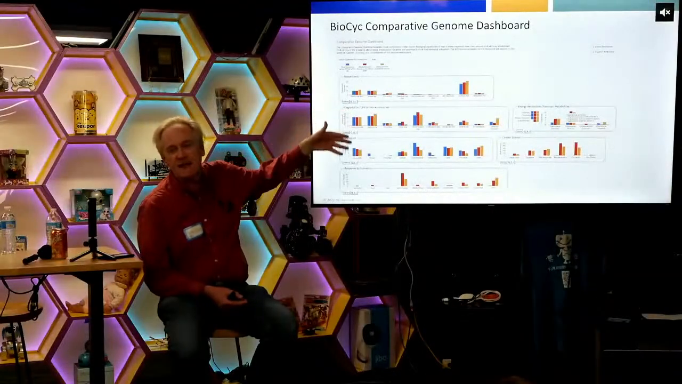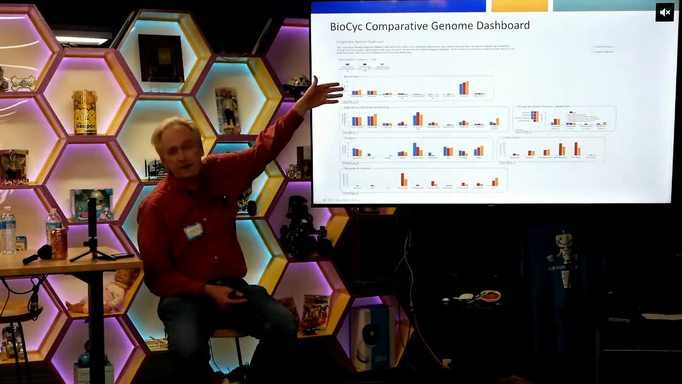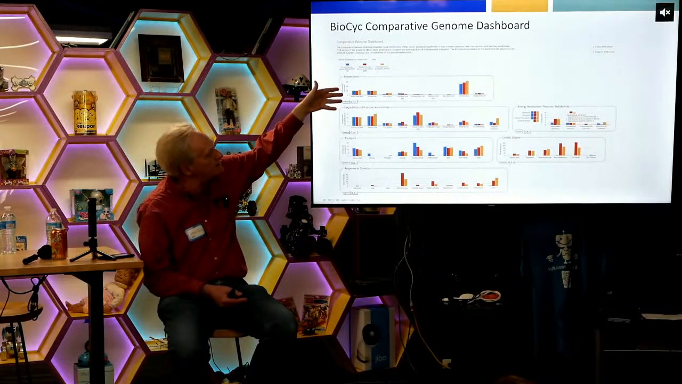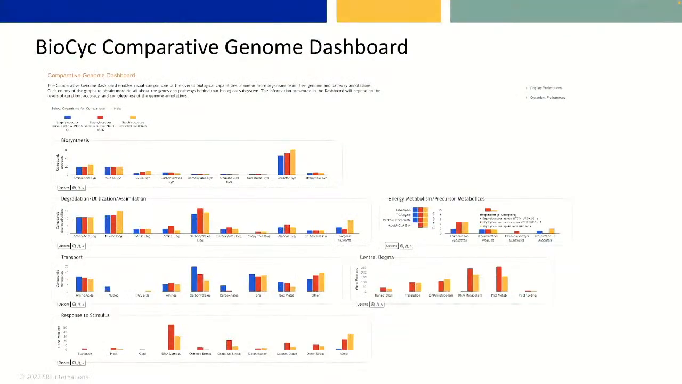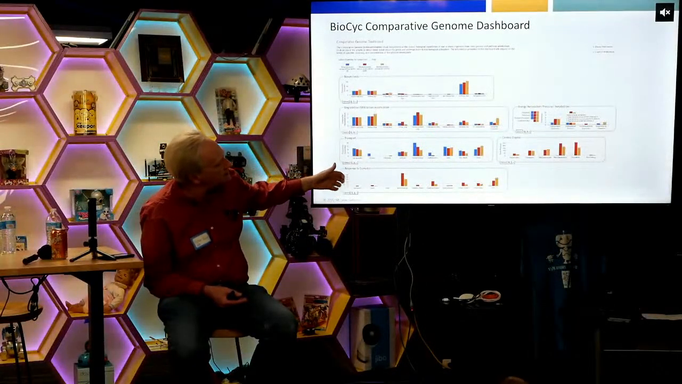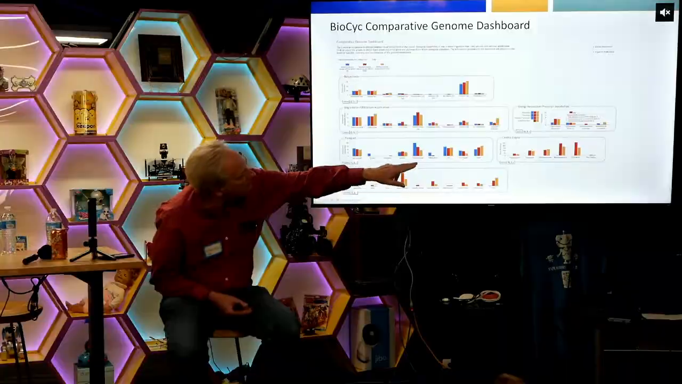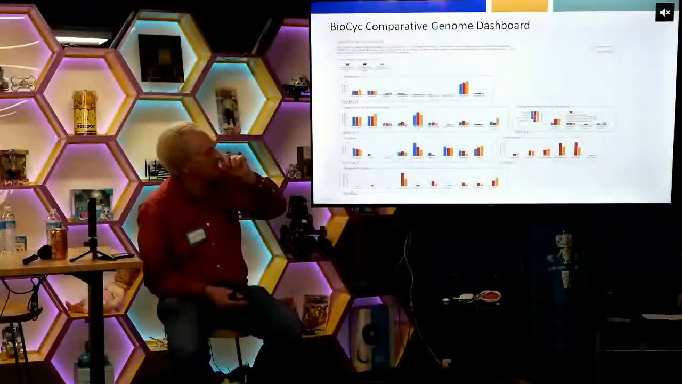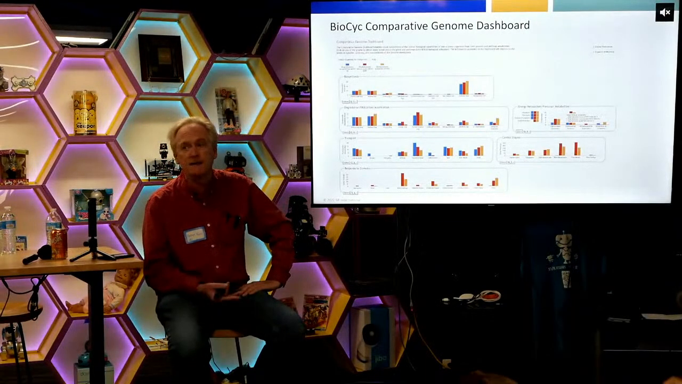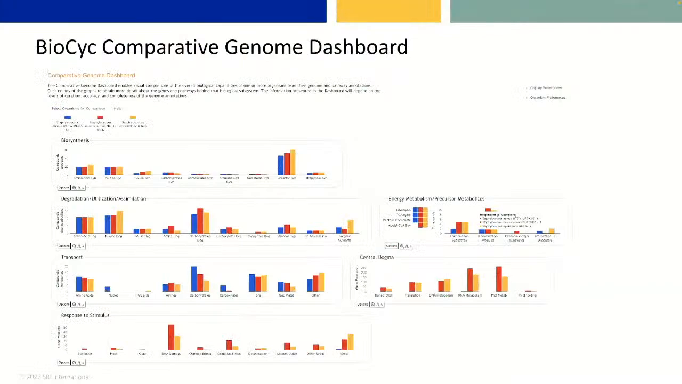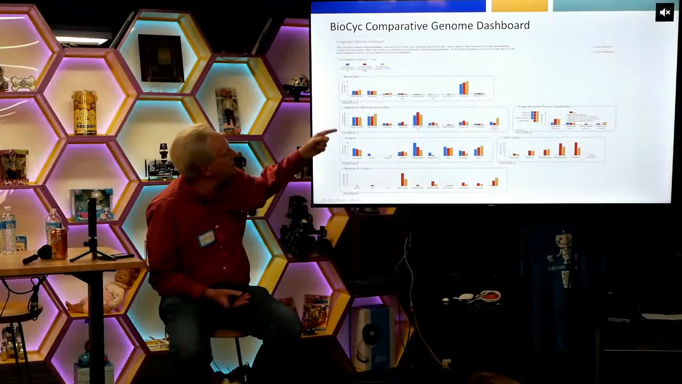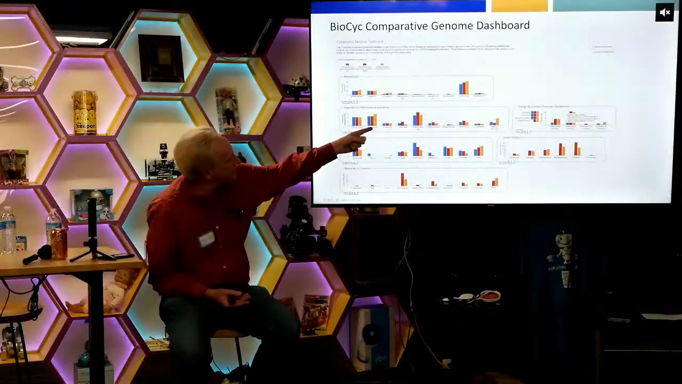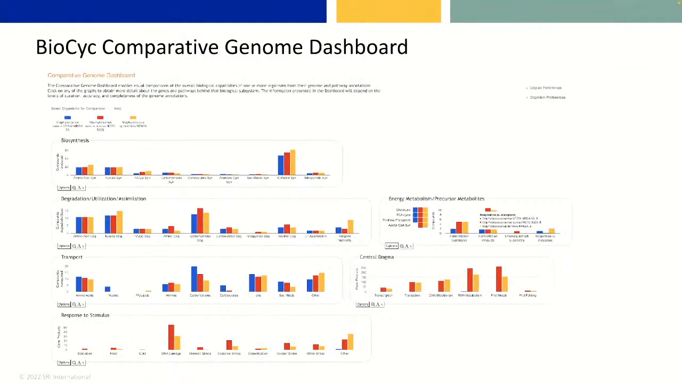So each of these panels is one set of subsystems. So this is the biosynthetic machinery of the cells, the degradation machinery of the cell, transport machinery, response to stimulus, central dogma, and energy metabolism and precursor metabolites. Those are the main systems. And then we have all these different subsystems underneath them. So under degradation, we have amino acid degradation, nucleotide degradation, fatty acid lipid degradation.